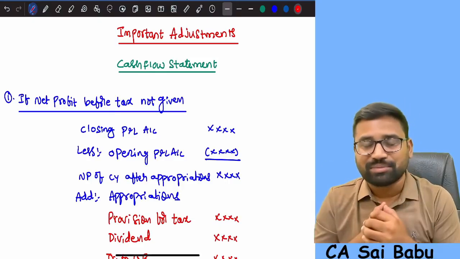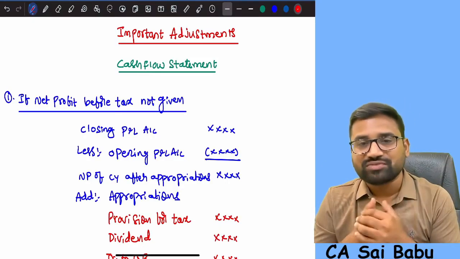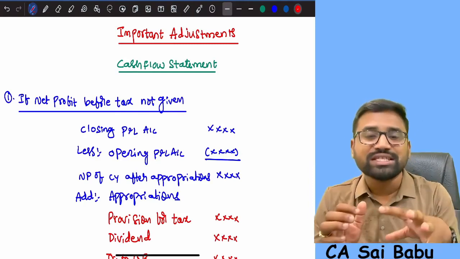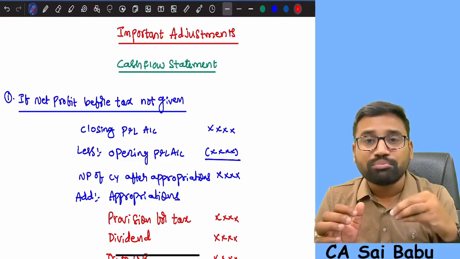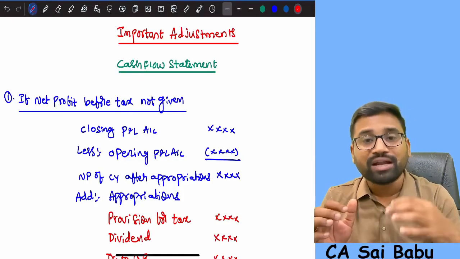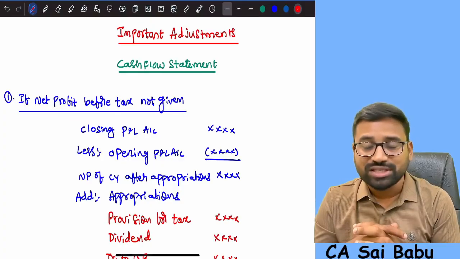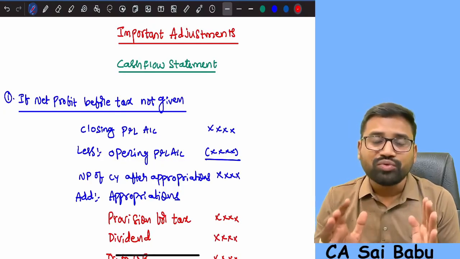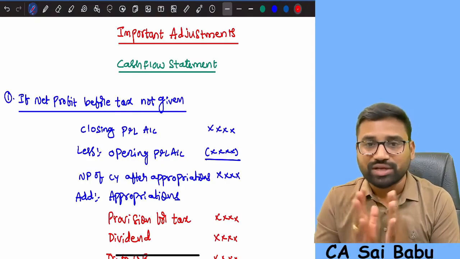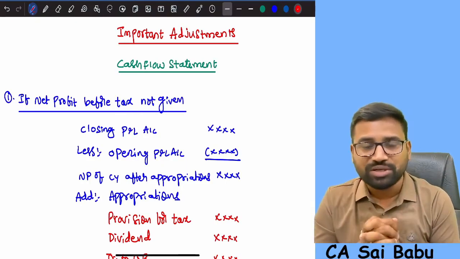I selected 6 chapters: financial statements, cash flow statement, amalgamation, consolidation, buyback, internal reconstruction. Within these chapters, I selected a few important adjustments according to my personal point of view. I picked them up and I try to explain them through this lecture. The main motive is to help the students revise these concepts quickly before examinations. With that intention only, this video has been prepared.